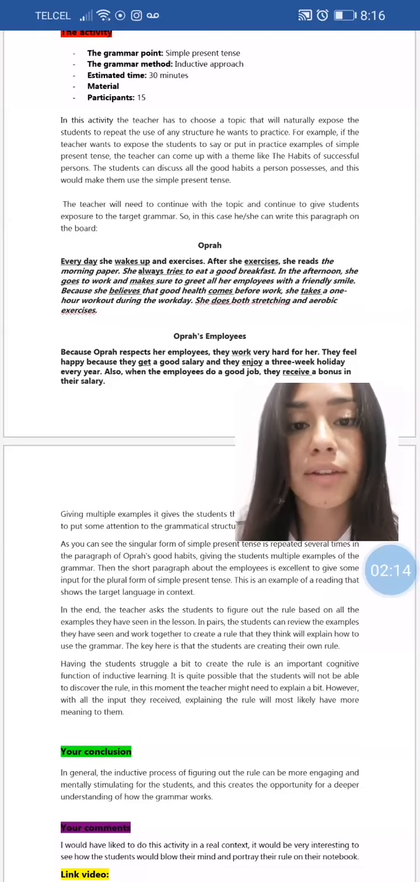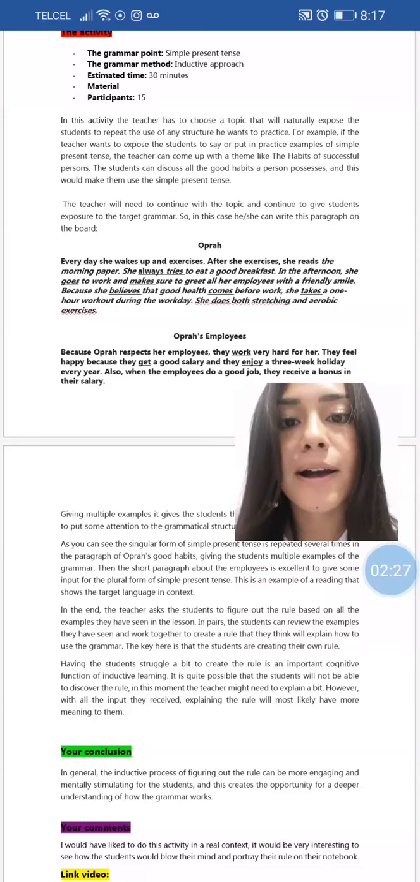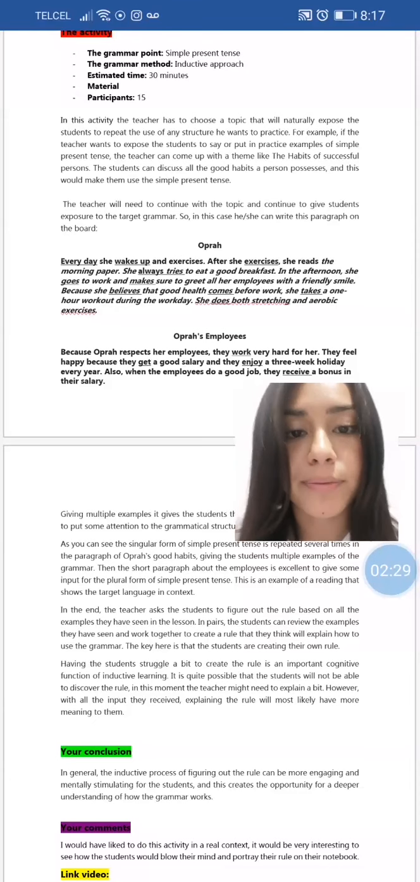Here we have two differences. In the first paragraph is the simple present tense but in singular. In the second paragraph is the simple present tense in plural. We can notice it by the termination of the verbs.